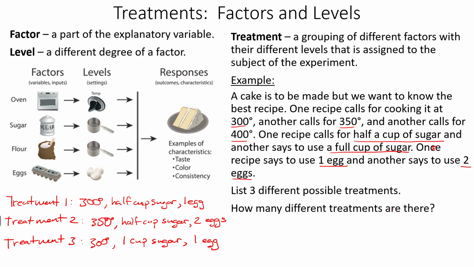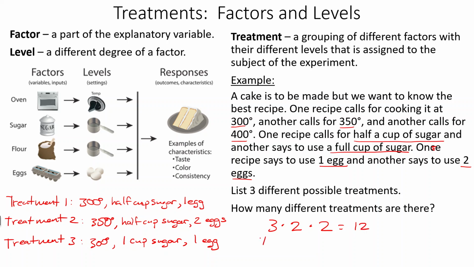So now, how many different treatments are there? Well, we had 3 options for the first, we had 2 options for the second, and we have 2 options for the third. So we just multiply together. So 3 for the first times 2 for the second times 2 for the third is 12.